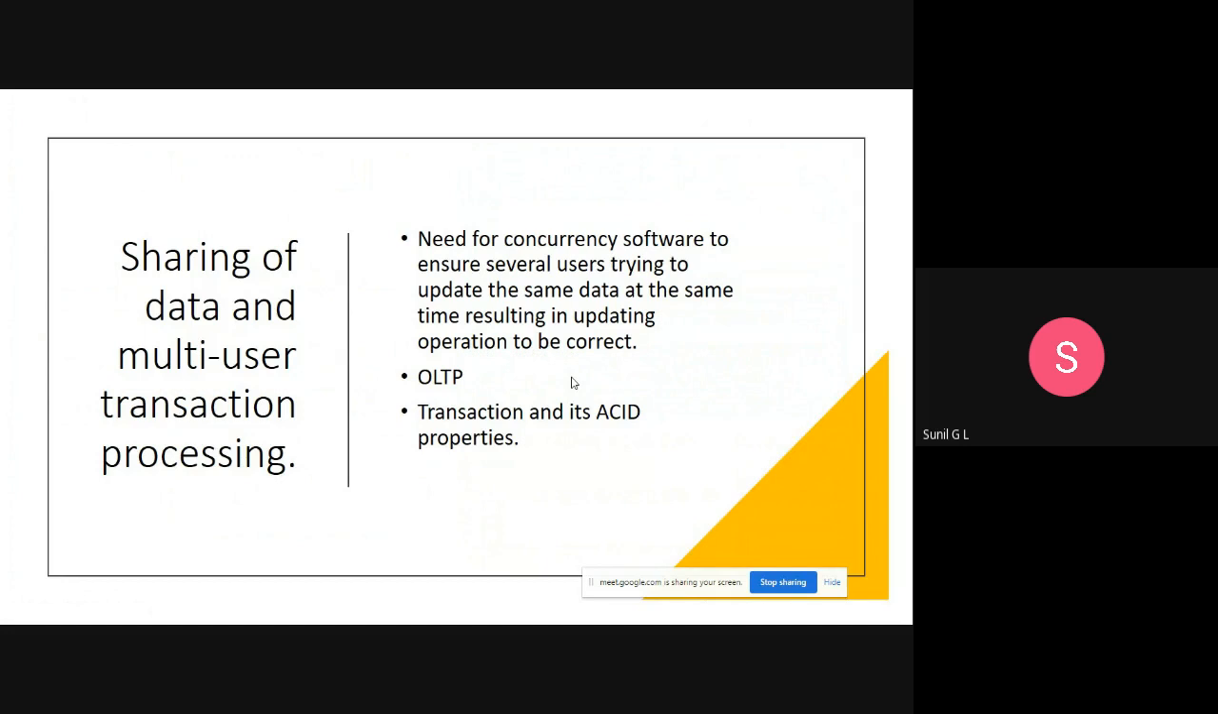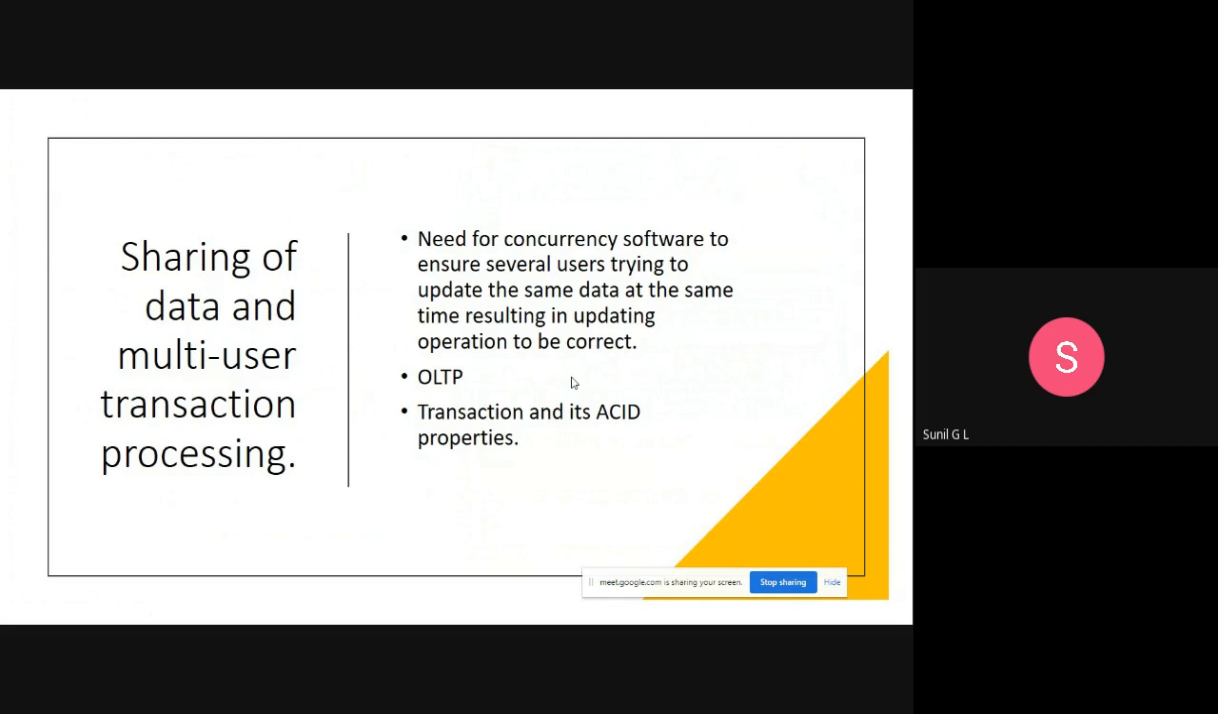We call this concurrency control software. When you update, the change should be available within a fraction of a second to all other users. That is nothing but OLTP, online transaction processing, and we use it for that.